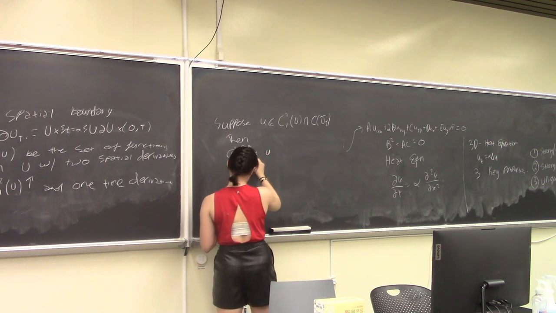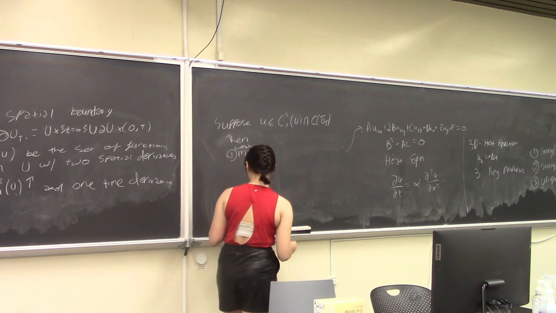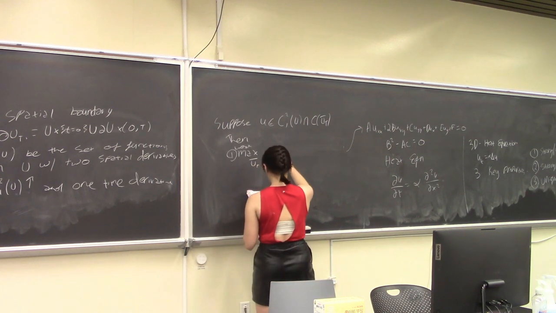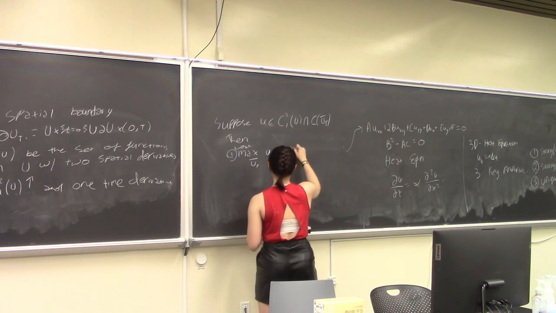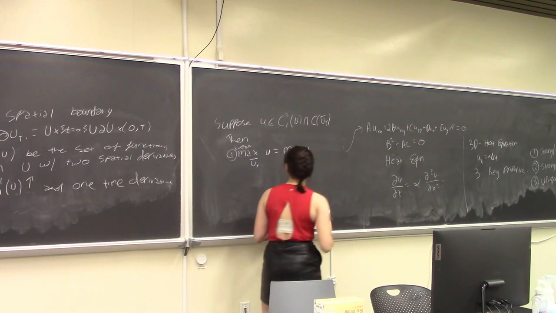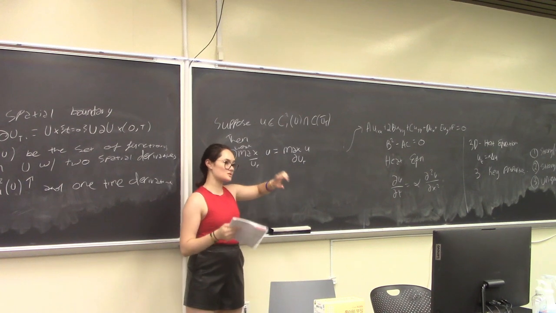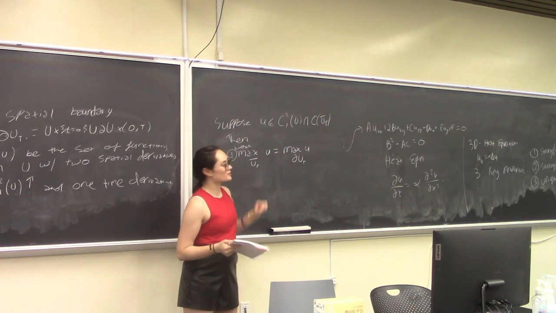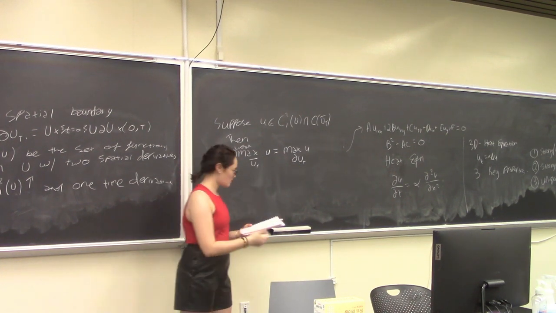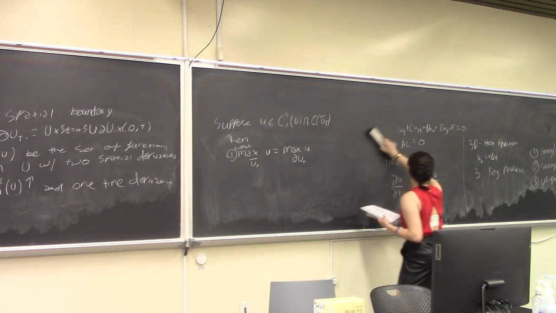Function u on the closure of our parabolic cylinder attains its maximum on the boundary of our parabolic cylinder. So this tells us that if we know where our maximum is just at the edge case, we know where it is on the whole domain. And the next one is the strong maximum principle.